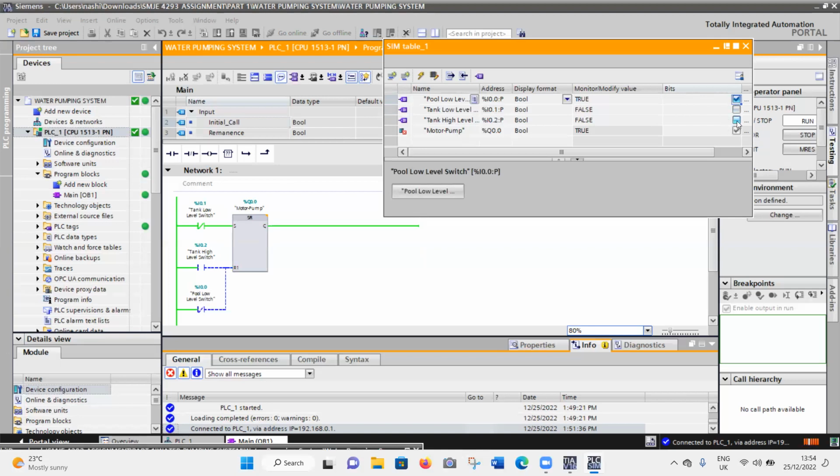The tank low level switch and the tank high level switch are both on. The pool is currently full of water, and that is why the pool low level switch is off. Now the tank is empty, and both the tank low level switch and the high level switch are active. When the tank is empty, the pool low level switch is also true, and therefore the pump is working to increase the level of the water within the tank.